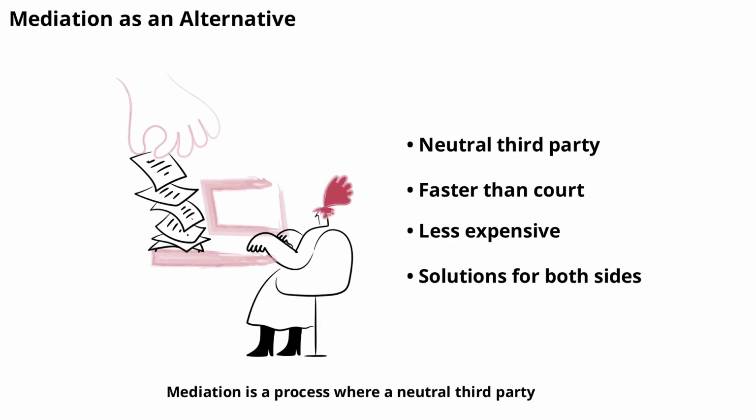Mediation is a process where a neutral third party helps landlords and tenants resolve disputes without going to court. It's often faster, less expensive, and less stressful than a lawsuit. Many communities offer free or low-cost mediation services. If you're facing eviction, consider mediation as a way to find a solution that works for everyone involved.